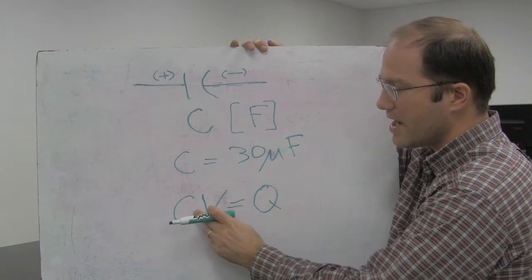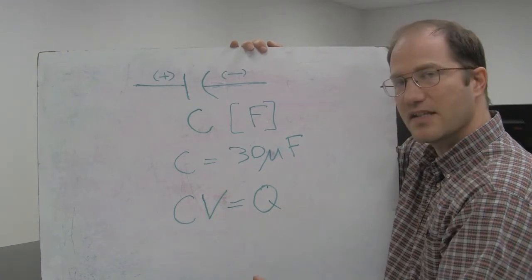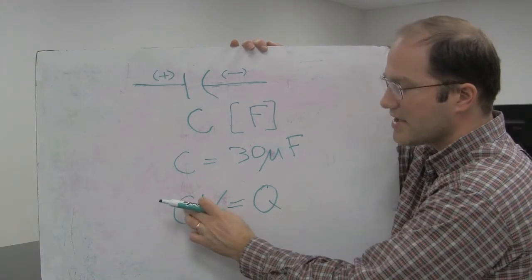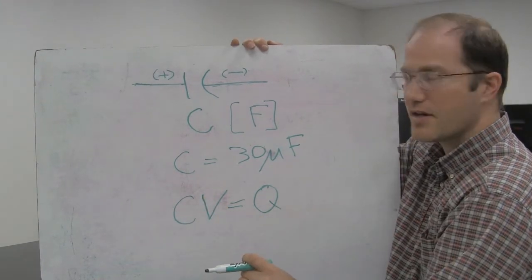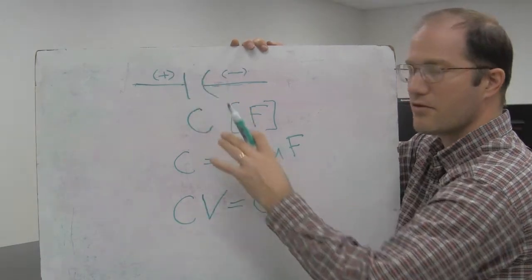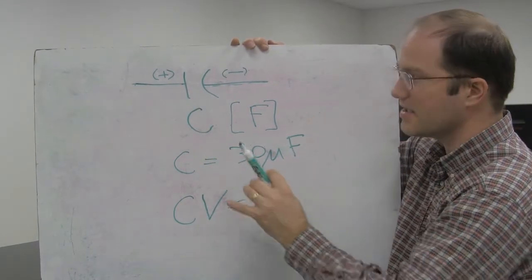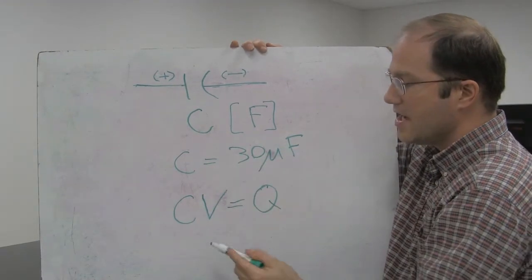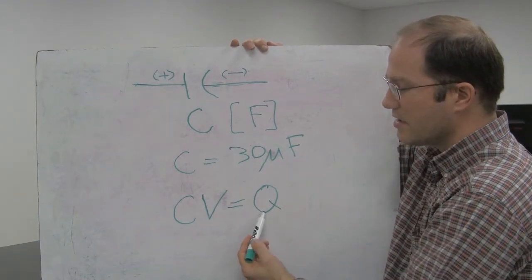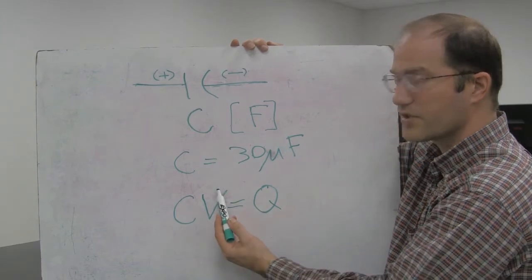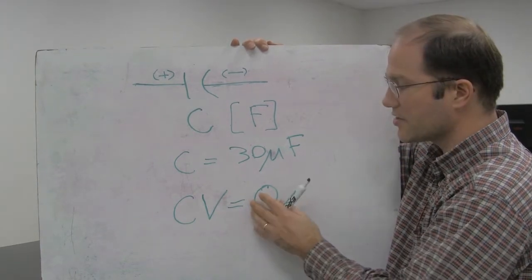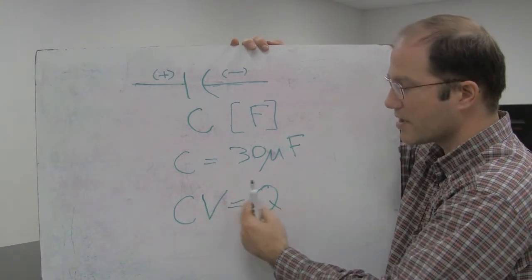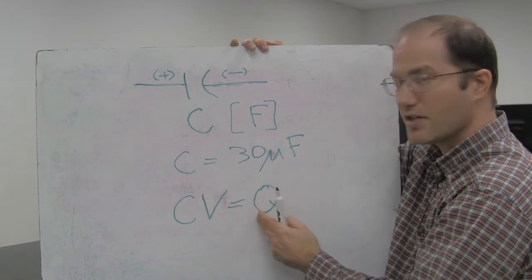A capacitor has a certain capacitance based on the amount of charge it can hold for a certain voltage. If that capacitance is a fixed value, say this is a 30 microfarad capacitor, that doesn't change. It's a constant. So as you begin to put charge on the capacitor, its voltage goes up. If charge is removed, its voltage decreases. There's a direct relationship between voltage and charge.